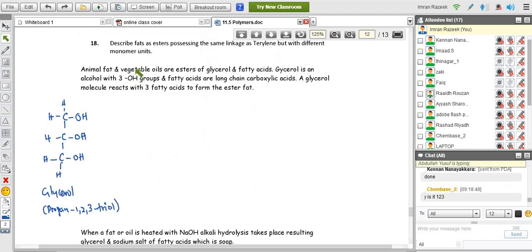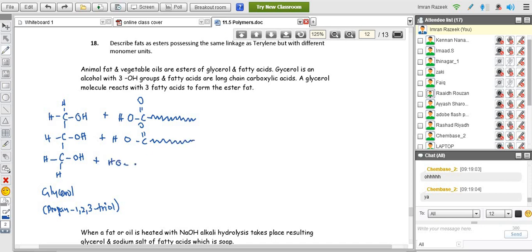So the ester fat is a condensation polymer which is formed as a result of a glycerol molecule, which is propane-1,2,3-triol, because the first, second, and third carbon has the OH, so we say triol, reacting with 3 fatty acid molecules. Now, what is fatty acid? Fatty acid is a long chain carboxylic acid. I'm going to put a zigzag line to show the long chain. There are so many carbons there, so I represent the long chain by a zigzag line.